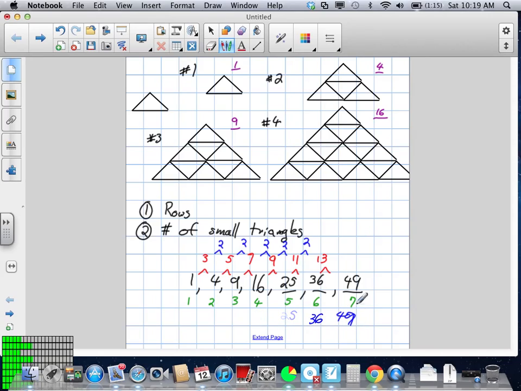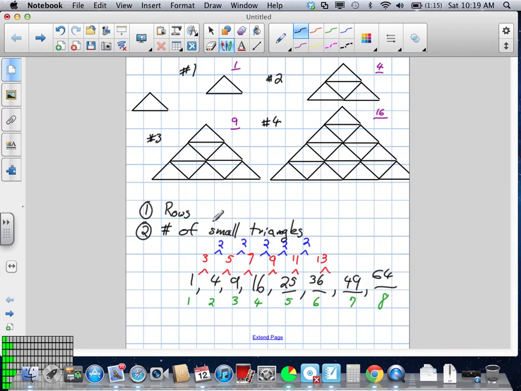Okay, so without even adding 2 and going up by 15, it's going to be our 8th number, right? We know that's going to be the 8th one. How can I quickly figure out what it's going to be? 8 to the power of 2, which is what? 64. That's right. That will be our next triangle in the pattern. Okay, does that make sense? Yeah.